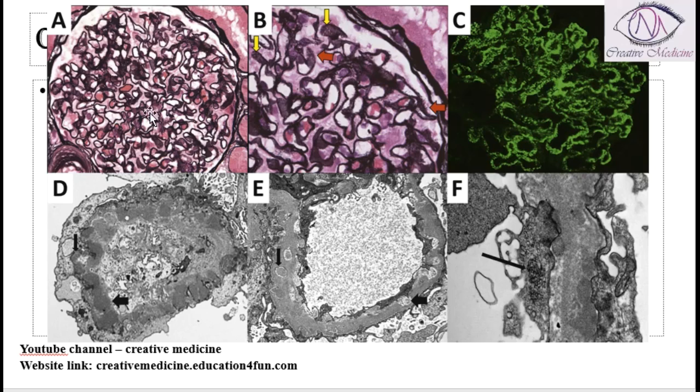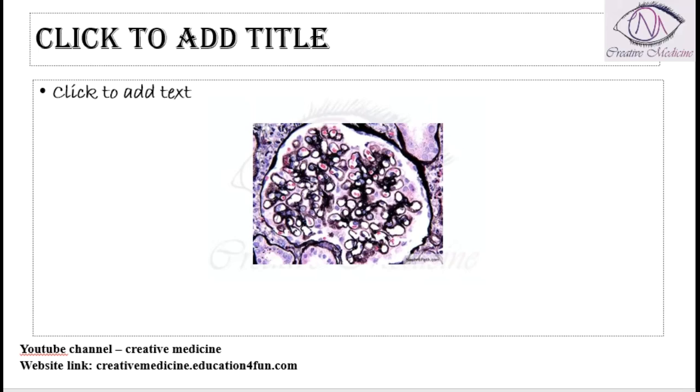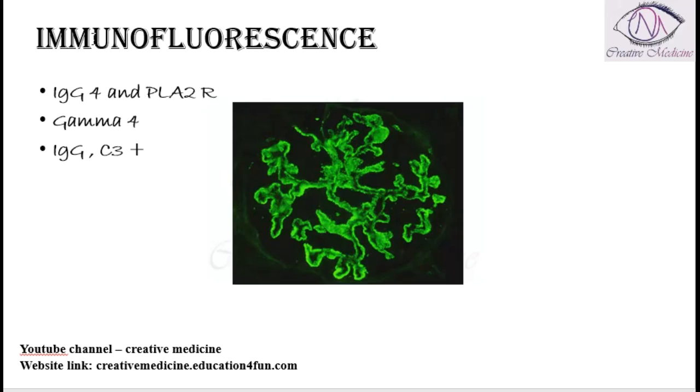On electron microscopy, the thickened glomerular basement membrane is seen. Even on immunofluorescence microscopy, thickened glomerular basement membrane is the hallmark. This is the thickened membrane which is seen. On immunofluorescent microscopy, IgG4 and PLA2 receptors will be positive. IgG and C3 will also be positive on immunofluorescent microscopy.